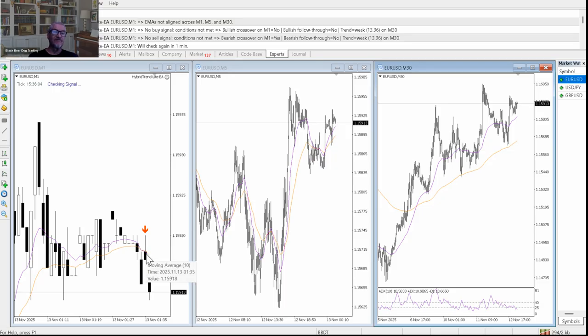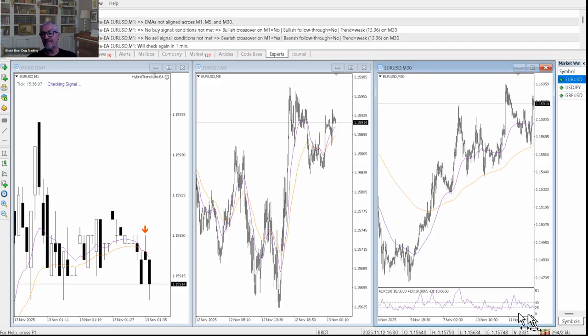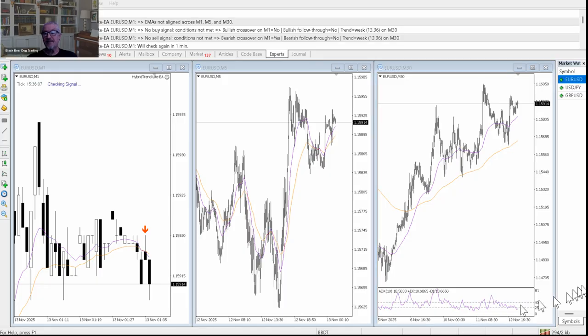Okay, we have a crossover happening. It tells us right here, bearish crossover on M1. Yes, we do, but we don't have, unfortunately, a follow through, and the trend is very, very weak. Sure enough, when you analyze all this, it absolutely matches the trend right here, dipped below the 25 right here. You can tell the EMAs are not aligned. This one is up, this one is up, but this one is down.